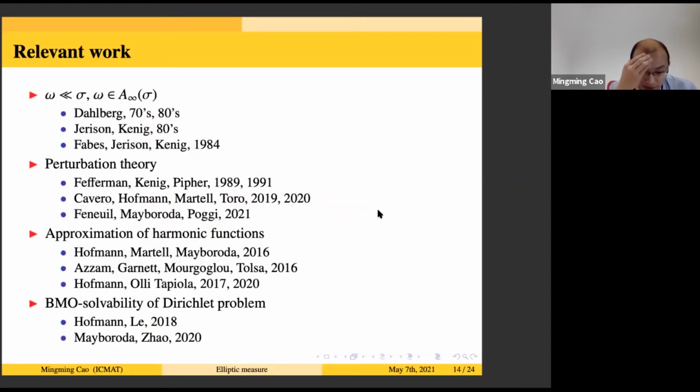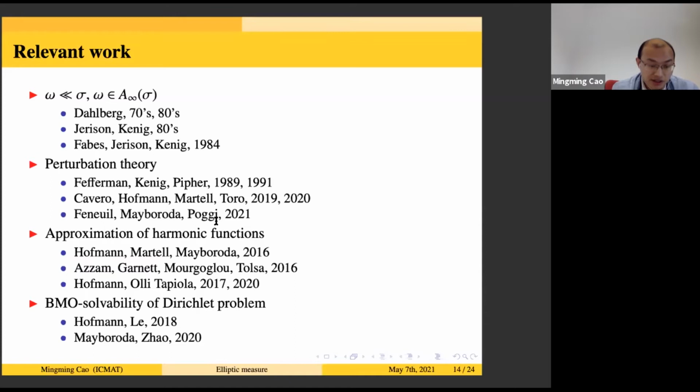Okay, we here mention some relevant work in elliptic domain. The absolute continuity of harmonic measure was studied by Dahlberg, Jerison, Kenig in the 70s and 80s. For the perturbation theory, Fefferman, Kenig, and Pipher formulated the Carleson perturbation on the coefficients. Their result is also sharp. Recently, it was extended to the one-sided chord-arc domain by Cavallero, Hofmann, Martell, and Toro. And it contains the large and small perturbation. After that, Feneuil, Mourgoglou, and Poggi established similar results on lower dimensional sets.